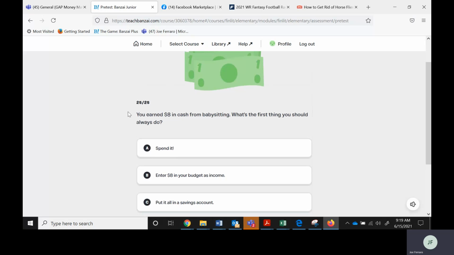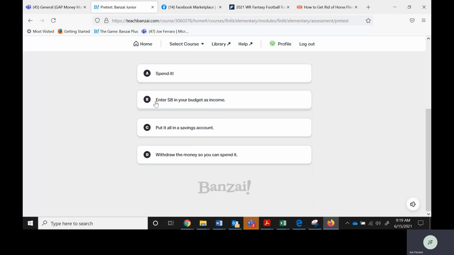Last one, you earned $8 in cash from babysitting. What's the first thing you should always do? A, spend it. B, enter $8 in your budget as income. C, put it all in a savings account. Or D, withdraw the money so you can spend it.